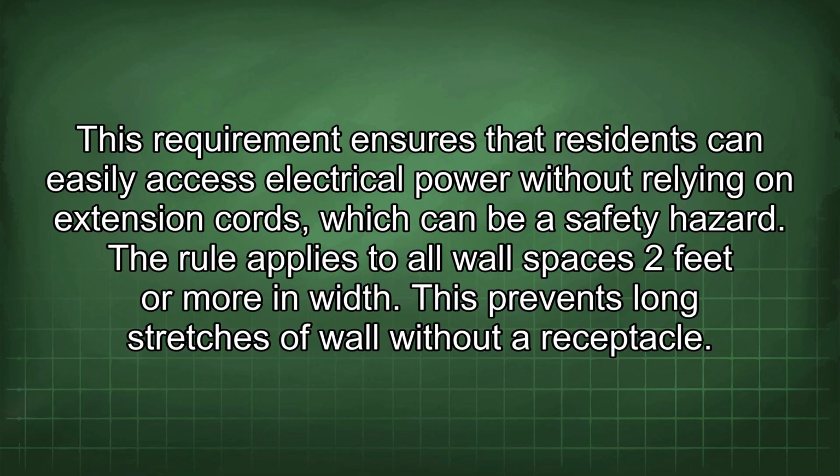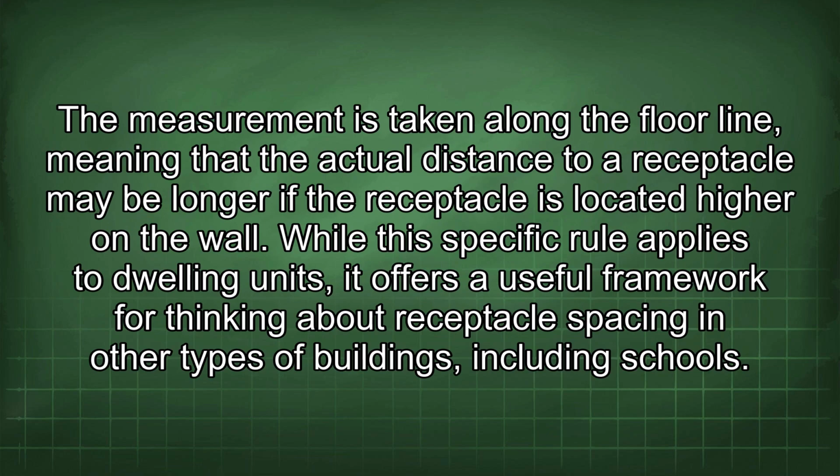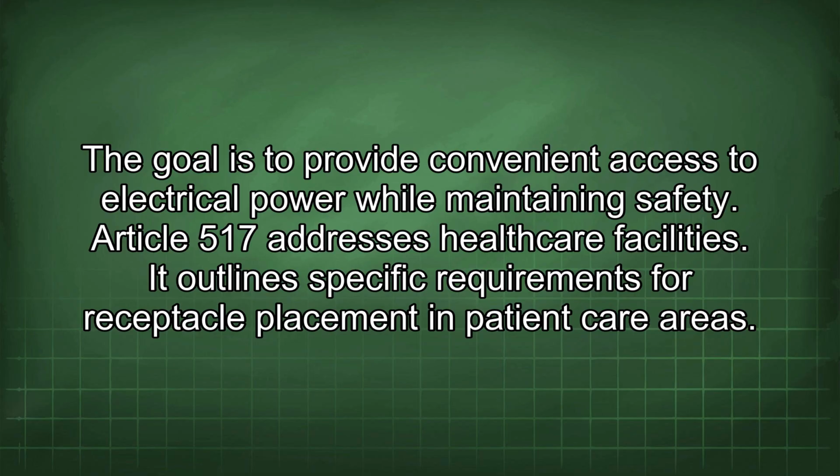be a safety hazard. The rule applies to all wall spaces 2 feet or more in width. This prevents long stretches of wall without a receptacle. The measurement is taken along the floor line, meaning that the actual distance to a receptacle may be longer if the receptacle is located higher on the wall. While this specific rule applies to dwelling units, it offers a useful framework for thinking about receptacle spacing in other types of buildings, including schools. The goal is to provide convenient access to electrical power while maintaining safety.